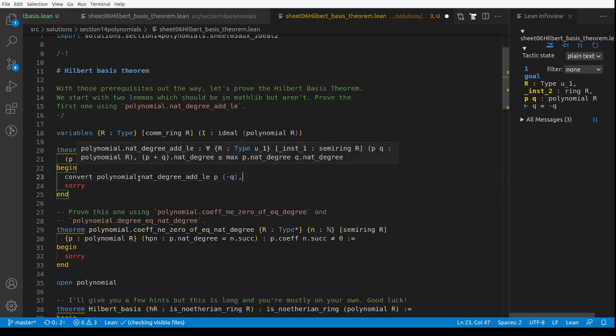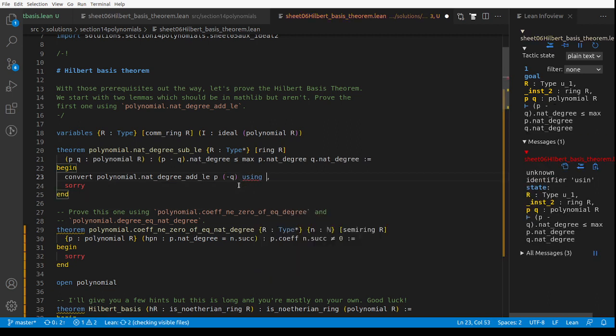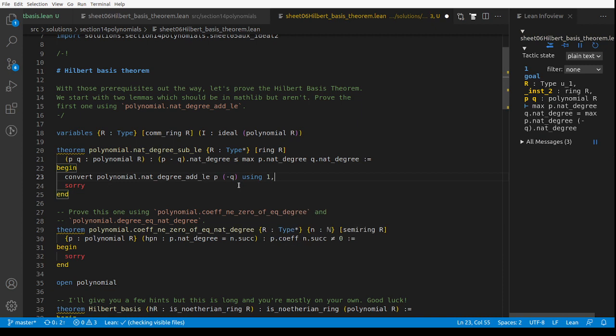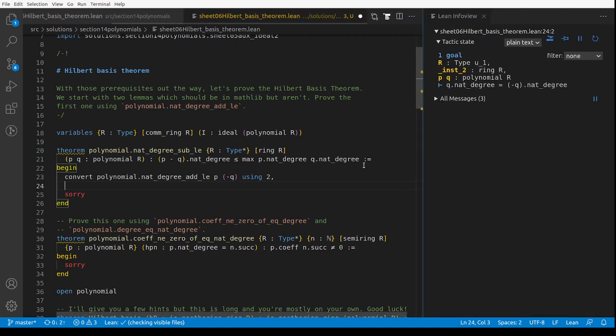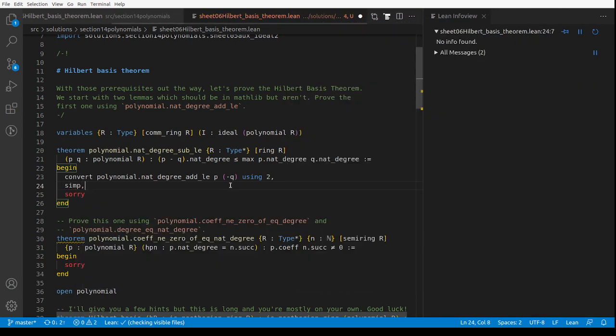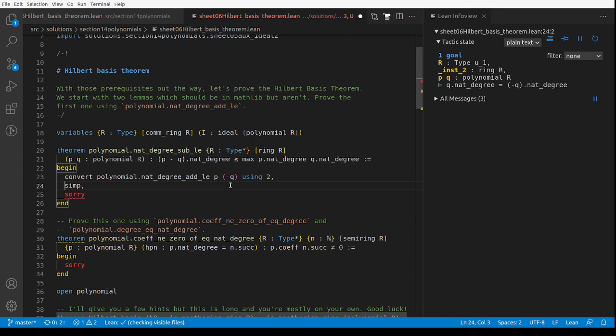So unfortunately, it's simplified things too far. It wants us to prove that Q is negative Q, which is not true. So why don't we do using 1 or something? That looks good. What about using 2? Can we get away with that? Ah, bingo. Perfect. So now we've got to prove that the nat degree of Q is equal to the nat degree of negative Q, and hopefully the simplifier knows that.